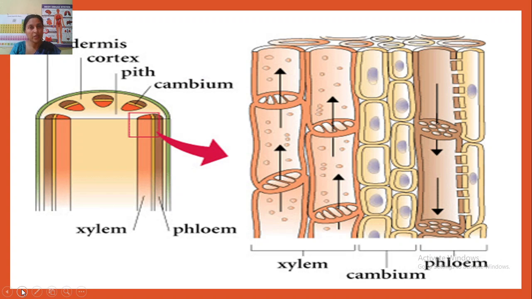The longitudinal section of a plant stem. So here you can see how the xylem and the phloem tissue are situated. You can see that the xylem is going to be near to the pith and the phloem is going to be near to the epidermis. In between the xylem and phloem, the cambium is going to be present.